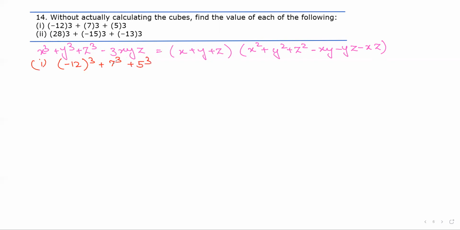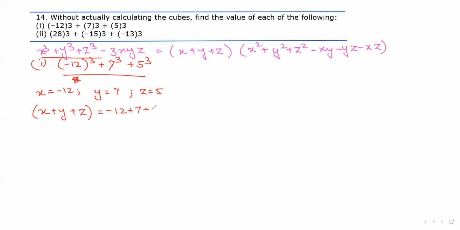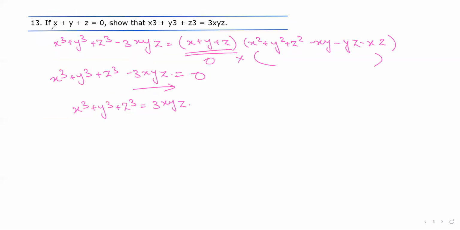This is your first question, the first value that you have to calculate. This is something like x cube plus y cube plus z cube. So if you relate this with your x cube plus y cube plus z cube, you get x is equal to minus 12, y is equal to 7, and z is equal to 5. Now your RHS has a factor x plus y plus z. If you add these three values, you get minus 12 plus 7 plus 5, which is equal to 0.